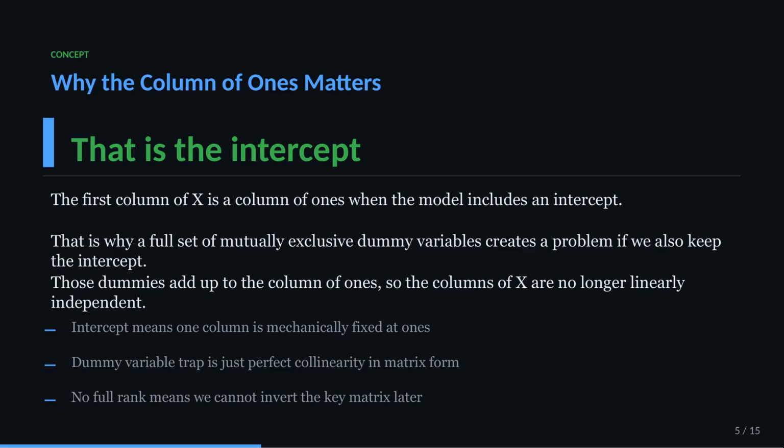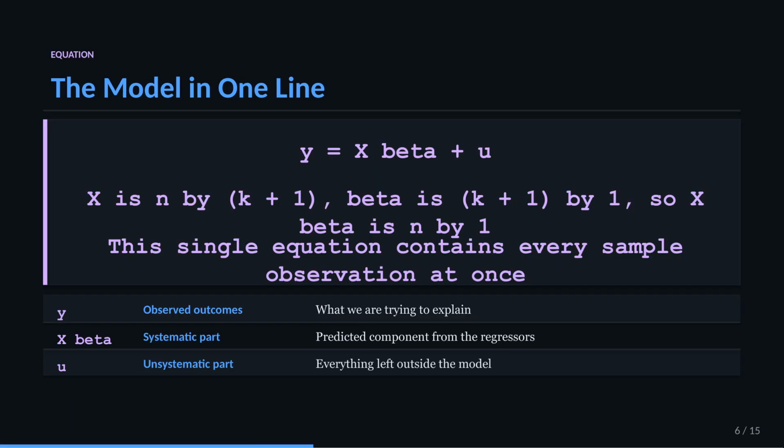Now we can write the model in its compact form, y equals X beta plus u. That one line represents the entire regression system. y is the observed outcome vector. X beta is the systematic part predicted by the regressors, and u is everything left over. One reason this form is so useful is dimensional discipline. X is n by k plus 1. Beta is k plus 1 by 1. So the product X beta is n by 1, which lines up perfectly with y. Once you get used to checking dimensions, matrix algebra becomes much less mysterious.